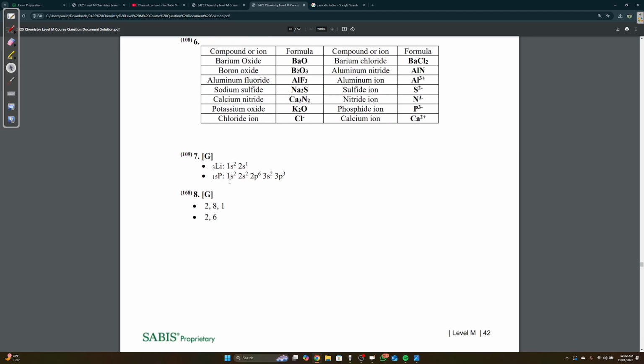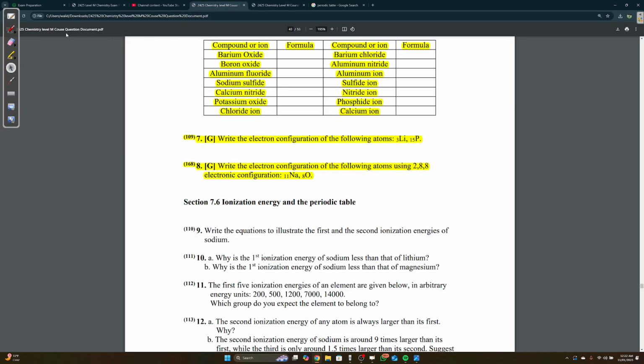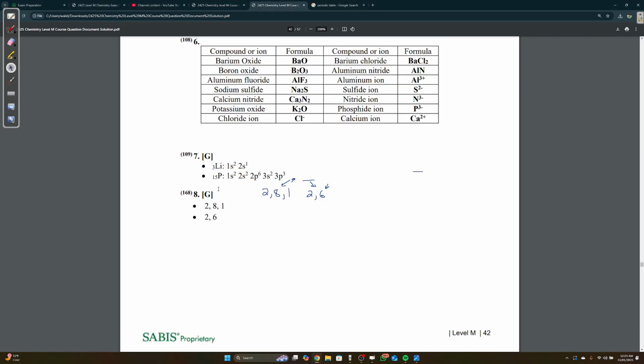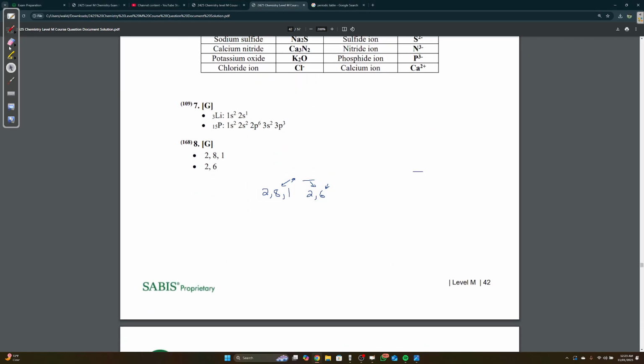Let's check the answer. There you go. Write the configuration of the following atoms using the 2, 8, 8 method. This is the easy method, right? So Na 11, obviously we're going to say 2, 8, 11 minus 10 is 1, so 1 is going to be left. For oxygen, it's going to be 2, then 6, right? Because 8 minus 2 is 6. So there's 6 left, they go to the second shell. Very easy.